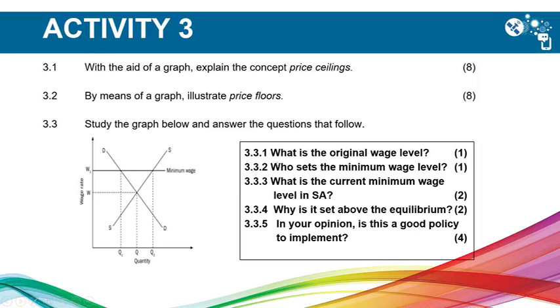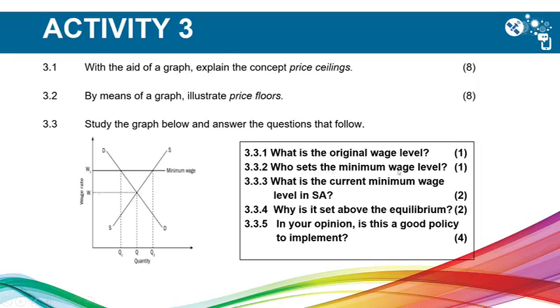So 3.3.1 says, what is the original wage level? Meaning, where was this wage set prior to the minimum wage being implemented? So we see there is the level for the minimum wage, and before that we're looking at what the market said the wage should be. So that would be where demand meets supply. So that would be at point W.